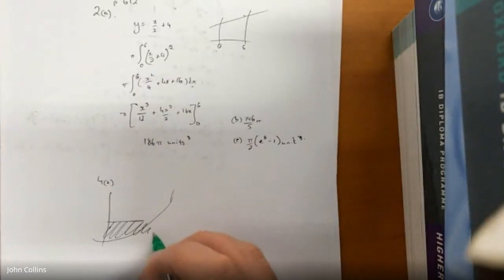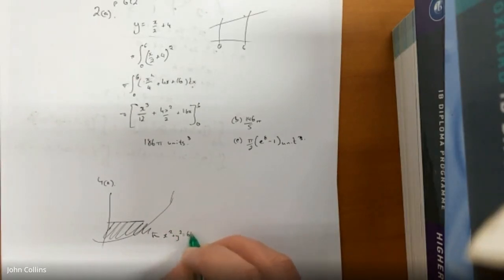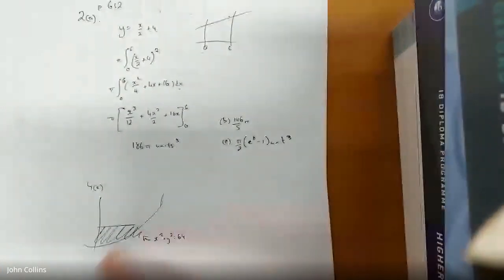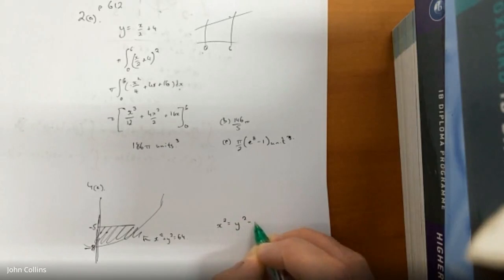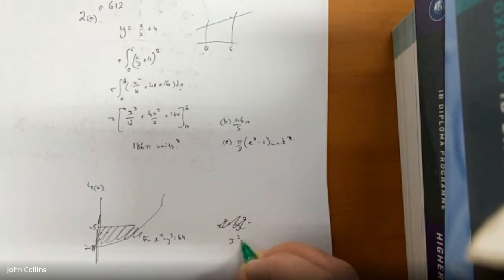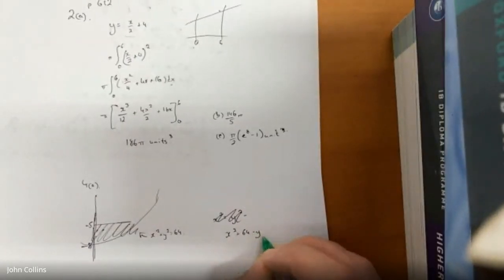This is part of a circle of some sort, and that's x squared plus y squared is equal to 64. And that shaded region is rotated around the y-axis. We're given this is -8 and this is -5. So we do need this in terms of x then. x squared is equal to 64 minus y squared, just a quick rearrangement.